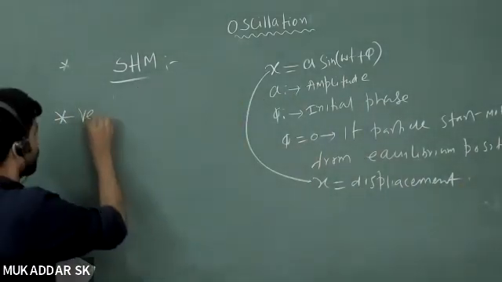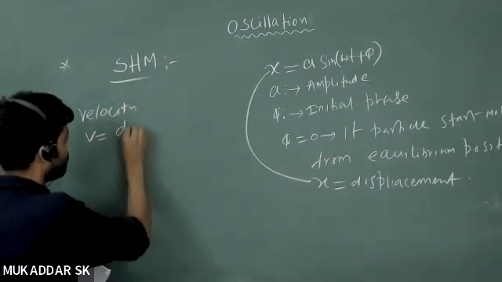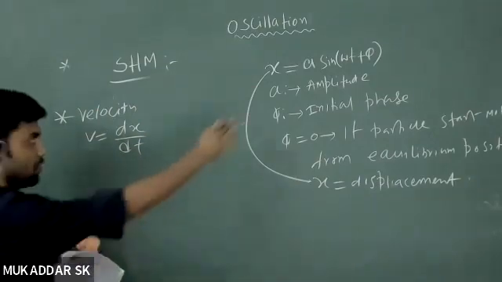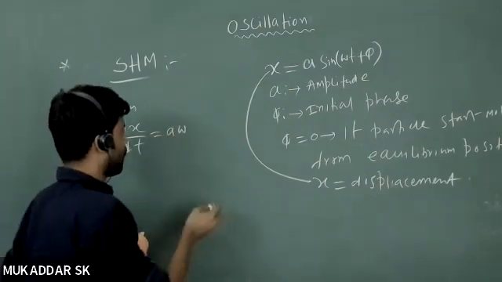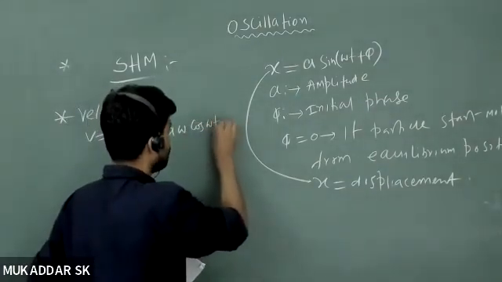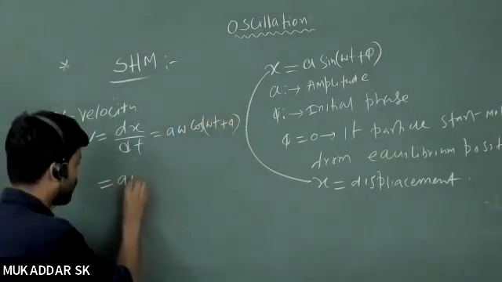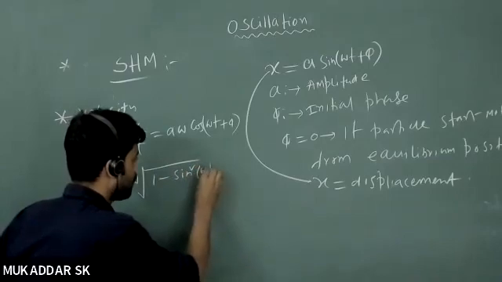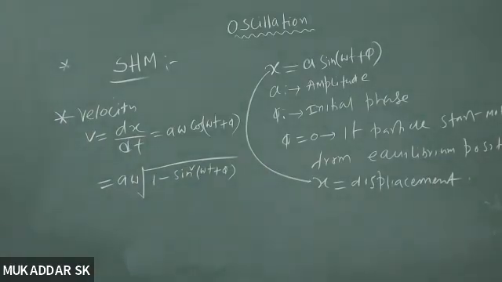Now what will be the velocity? So velocity is nothing but the time rate of change of displacement. So if you differentiate this equation with respect to time, you will basically get A omega cos of omega t plus phi, right? So I can write A omega square root of 1 minus sine square of omega t plus phi. This part clear, right?